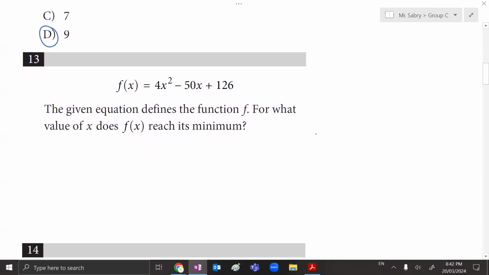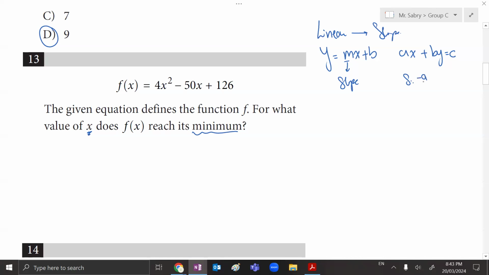Number 13. You've been given a quadratic function. Now you're asked, for what value of x does f of x reach its minimum? Do you remember when we discussed linear equations, y equals mx plus b and ax plus by equals c? Those are the forms. And we said whenever we think of linear, we think of slope. We were able to figure out the slope here and the slope there. The slope here would be the number next to the x. And in this case, the slope would be negative a over b.